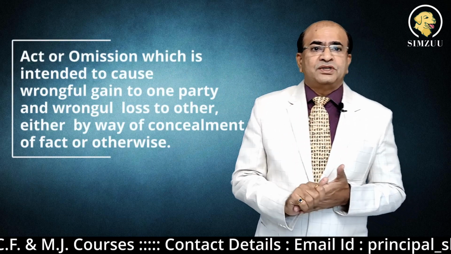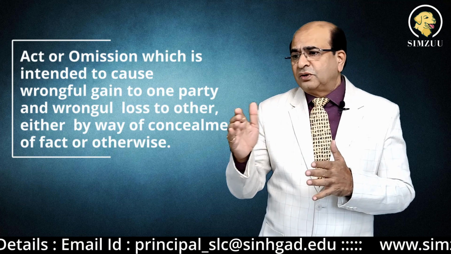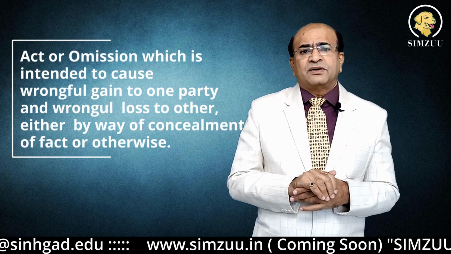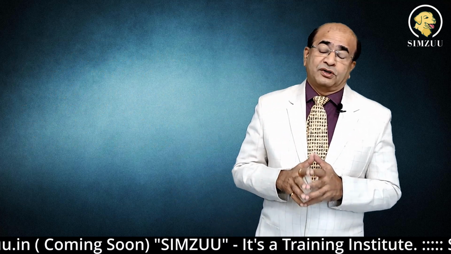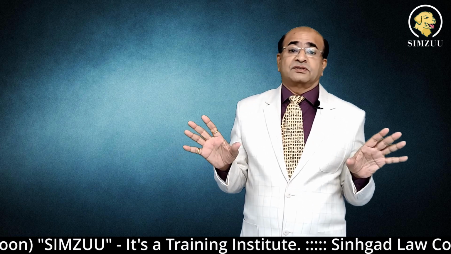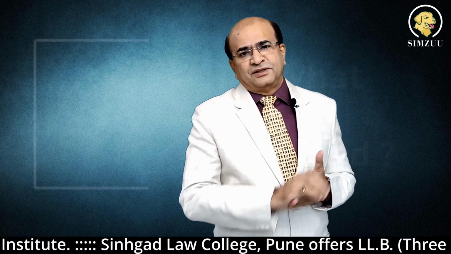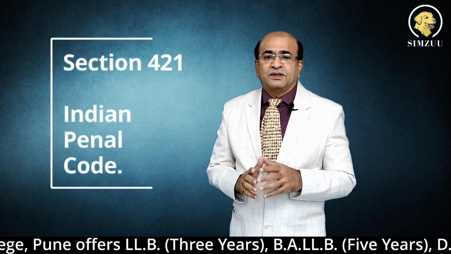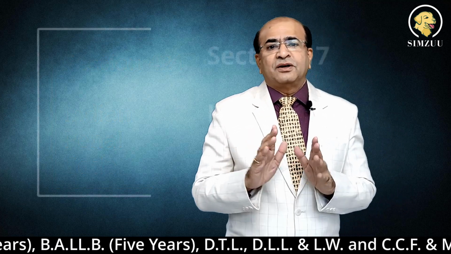Now, basically, what is fraud? Fraud is an act or omission which is intended to cause wrongful gain to one party and wrongful loss to the other, either by way of concealment of facts or otherwise. Now, this "otherwise" is very, very important. It has great dimensions, of which we are going to see some examples today. But what basically is fraud? Fraud, friends, is also defined in section 421 of the Indian Penal Code or under section 17 of the Indian Contract Act 1872.